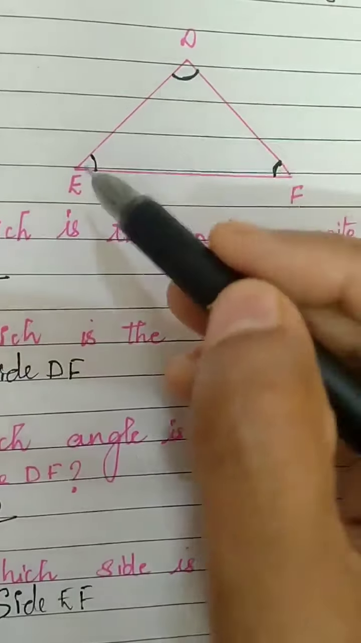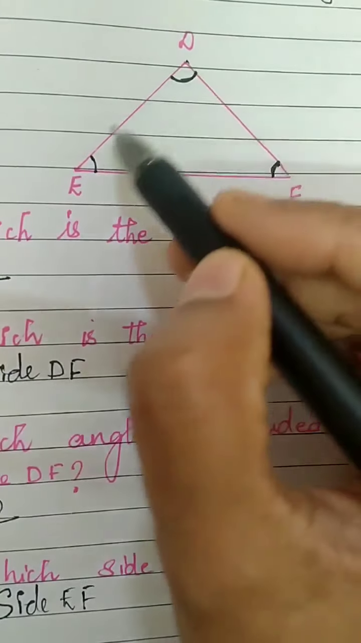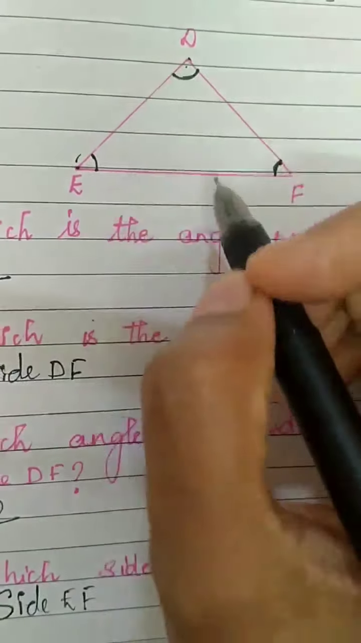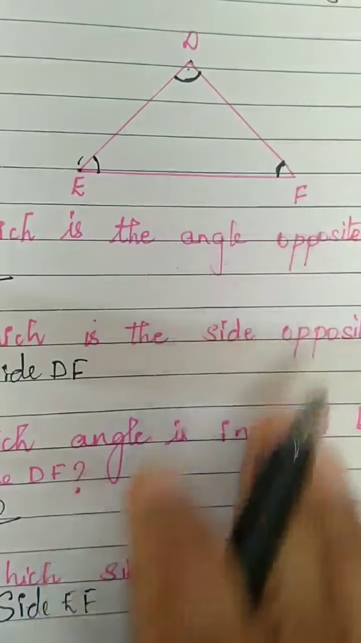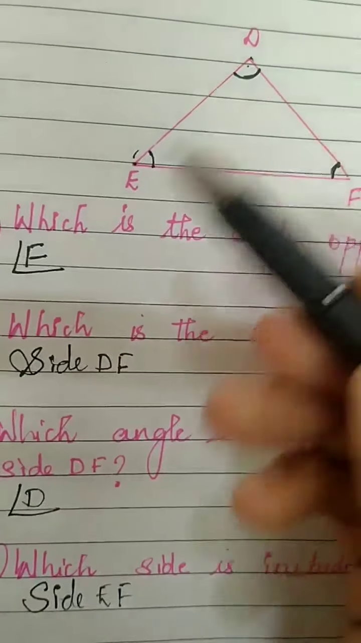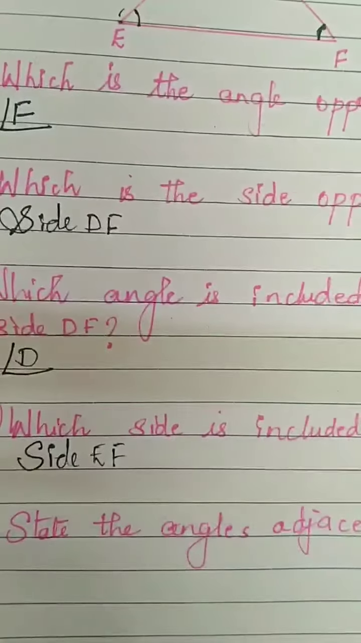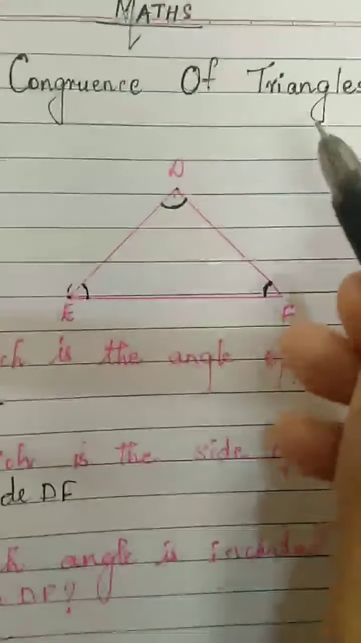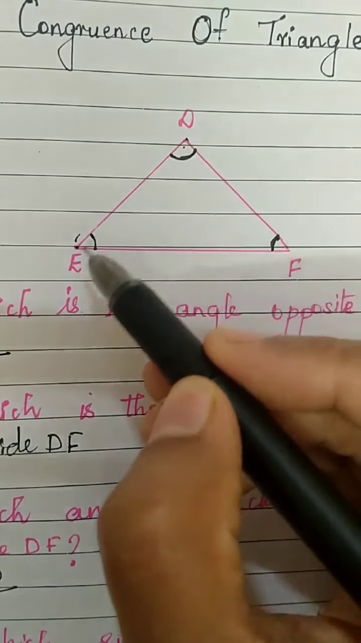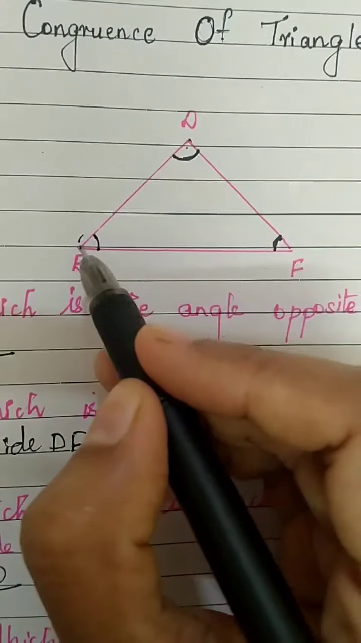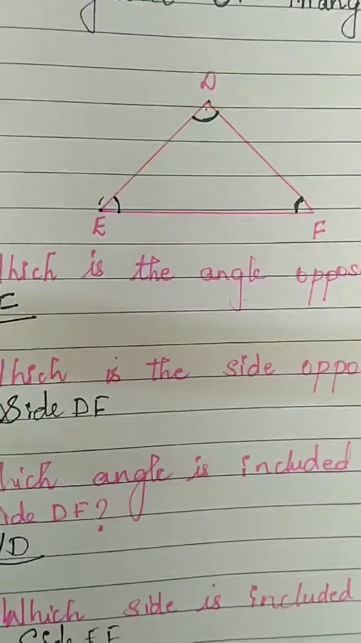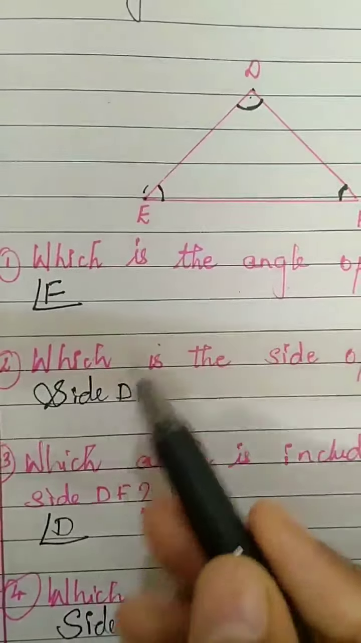State the angles adjacent to side DE. Side DE is this one. Which are the angles adjacent? Now adjacent angle means they should share a common arm. So they are asking us to find adjacent angles to side DE. One angle you can write angle DEF and the next angle you can write angle EDF. These are the two angles. So we have learned to answer the basic questions.